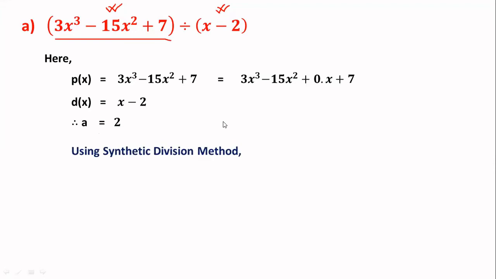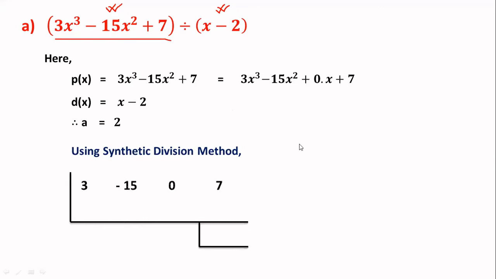While using the synthetic division method, there is one kind of method that we are going to discuss here. First of all, we are going to draw a box here, as you can see on your screen. Within the box, at the top part, we are going to write all the coefficients of the polynomial p(x) like this. As we discussed earlier, the coefficients are 3, minus 15, 0, and 7. They are all kept here. Now, outside the box, we are going to write the value of a, that is 2, like this.